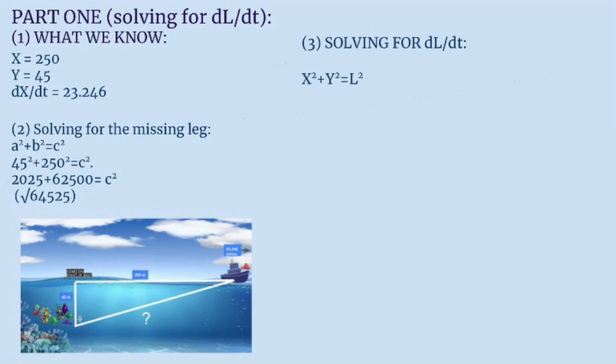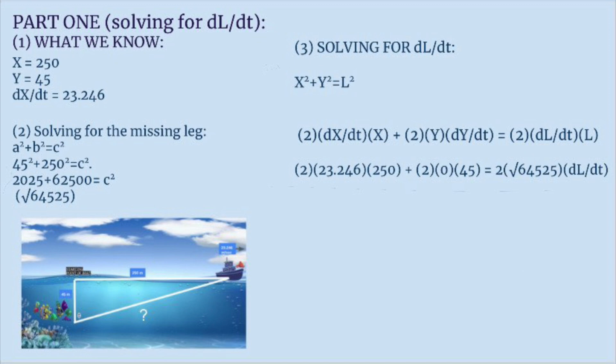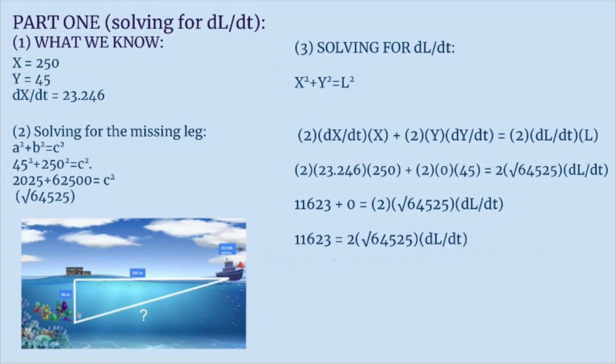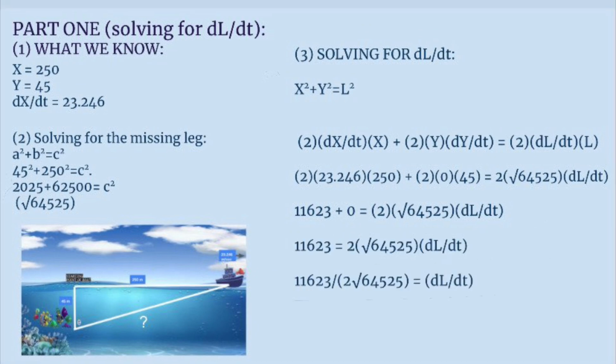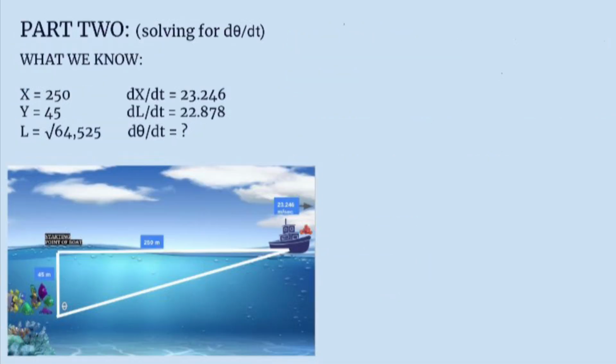In order to do this, we once again used the Pythagorean theorem, and we found the derivative of each variable in the equation. After this, we were able to simply plug in each value that we had found or that was given to us and simplify, which gave us the answer that dL/dt equaled 22.878 meters per second.